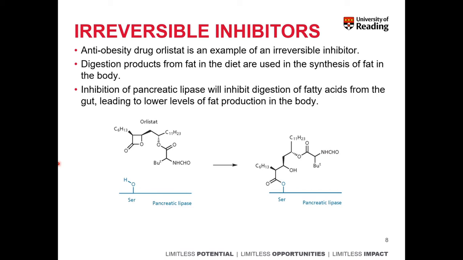So the way that orlistat works is that it approaches the pancreatic lipase and it's able to react at this position with a serine residue, or a serine side chain, so an OH group. This OH group reacts and forms a permanent covalent bond with the orlistat. Now this then permanently inhibits the pancreatic lipase and reduces the digestion of fatty acids from the gut. This lower level of fatty acids being digested means that you have less of the fatty acids available for production of fat within the body.